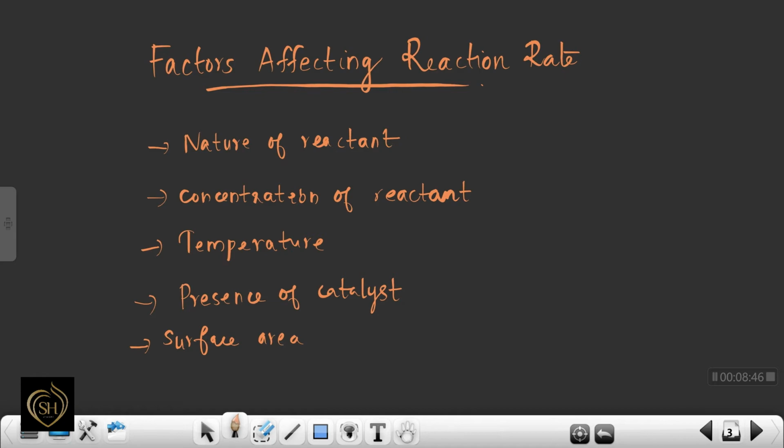These are the main factors which affect the reaction rate. First one is nature of reactant. Second one is concentration of reactant. The rate of a reaction increases on increasing the concentration. And the temperature, the rate of reaction usually increases on increasing temperature. Then presence of catalyst and finally surface area. These are the main factors which affect the reaction rate.